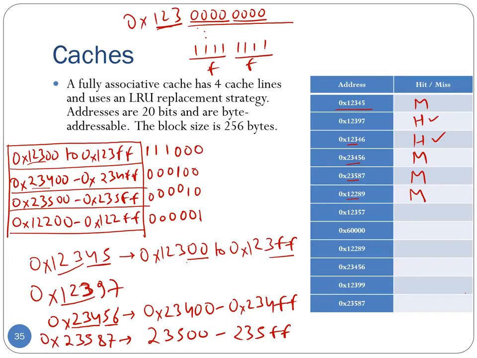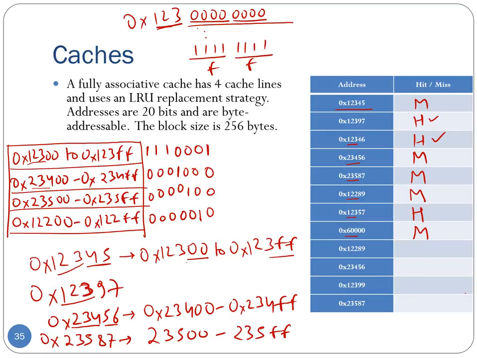Okay, now after this we have hexadecimal 12357. Notice that the 123 tag is present in the first line, so this will be a hit, and it hit in the first line, so we mark a 1 here and 0 in front of all of the other lines. Okay, next we have hexadecimal 60000, right? This tag 600 is not present anywhere in the cache, right? So this is going to be a miss.